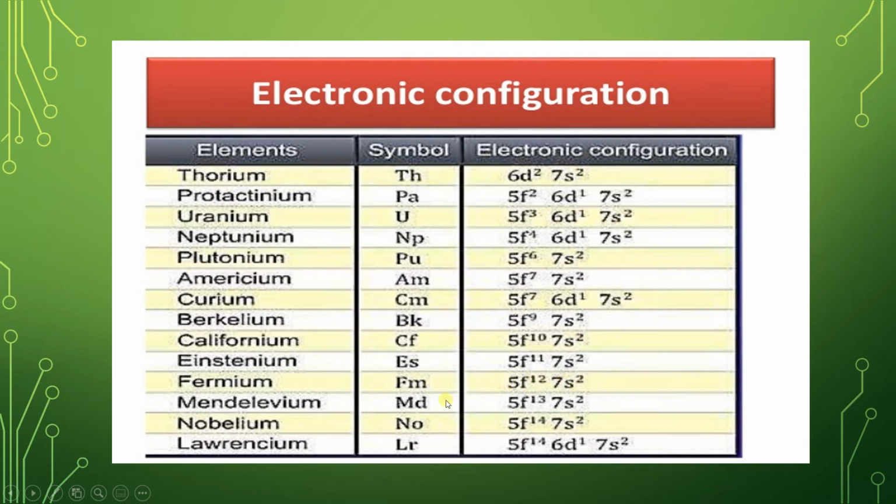5f12 7s2; mendelevium Md, 5f13 7s2; nobelium No, 5f14 7s2; lawrencium, symbol Lr, 5f14 6d1 7s2. So this is about the electronic configuration of the actinide series elements.